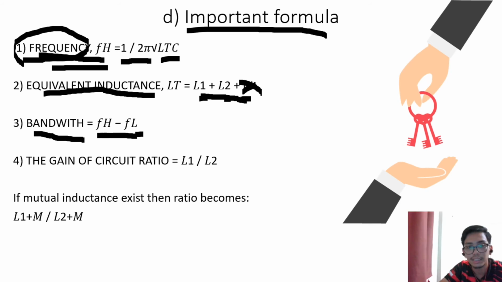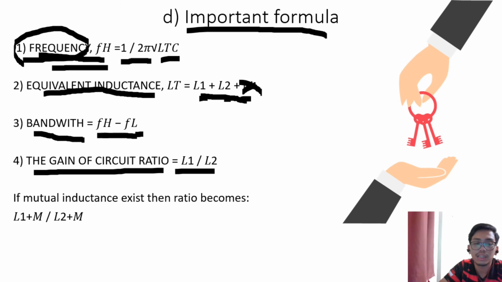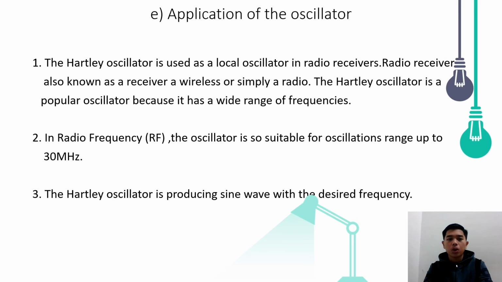The last formula is the gain of circuit ratio. This formula is applied when the op-amp acts as the active element for the oscillator, and we need to find the gain of the circuit ratio. We use the formula L1 divided by L2, the first inductance value divided by the second inductance value. But if mutual inductance exists in the oscillator, the formula becomes L1 plus M divided by L2 plus M. We just add M after the inductance value. Okay, that's all.